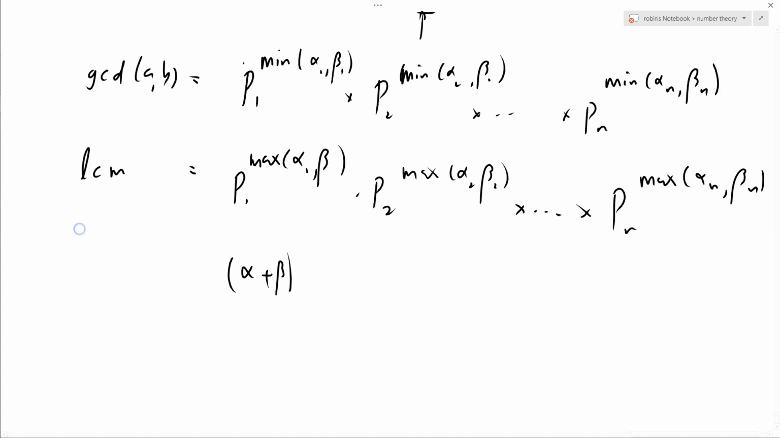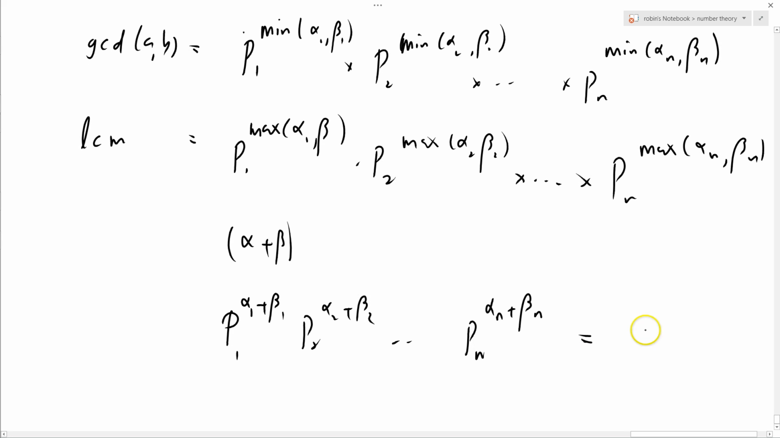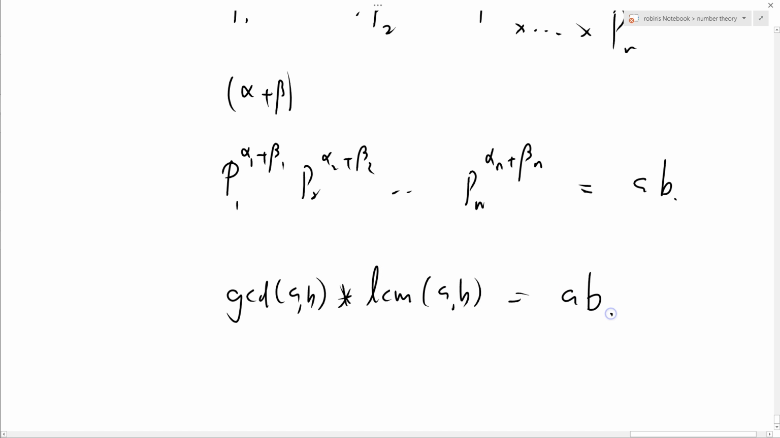So in each case, we've got P1 to the alpha 1 plus beta 1 up to Pn to the alpha n plus beta n. Not fully rigorous there, which equals AB, of course. Not fully rigorous, but that'll do. So, the greatest common divisor of A and B times the least common multiple of A and B equals A times B. Okay, really nice. I'm going to stop there.